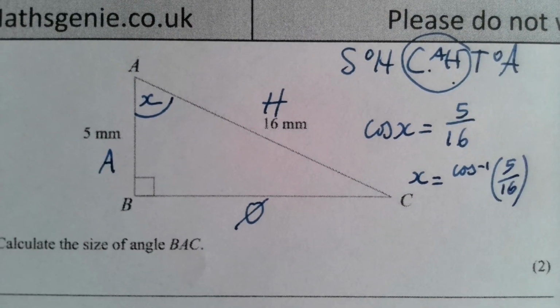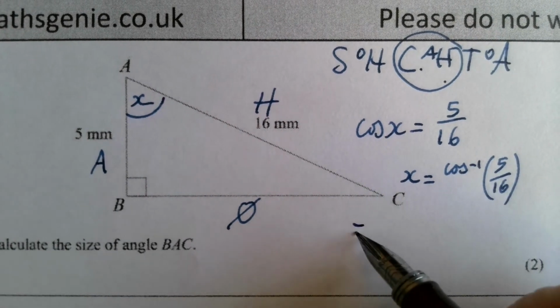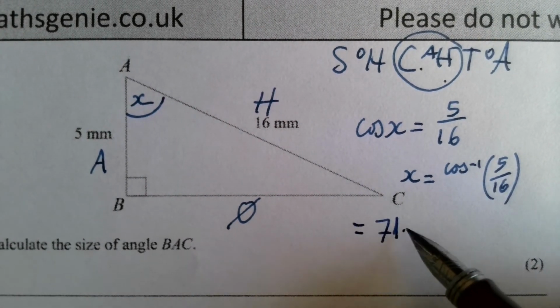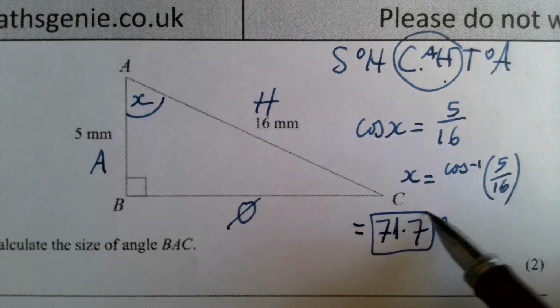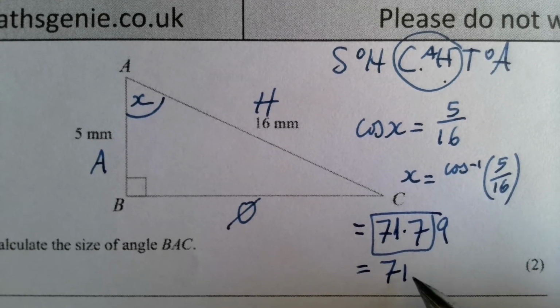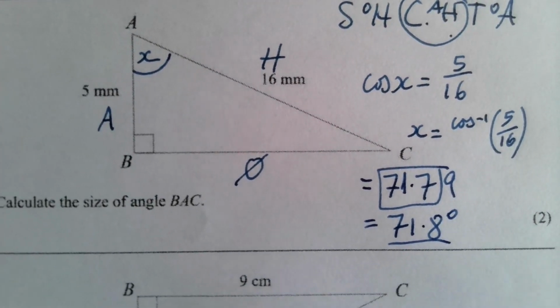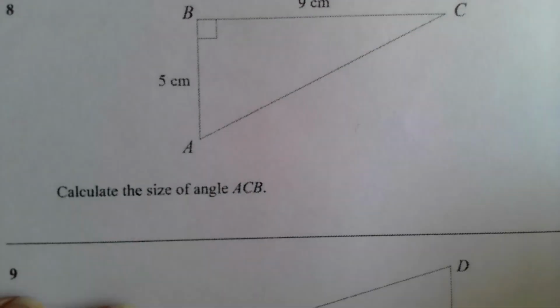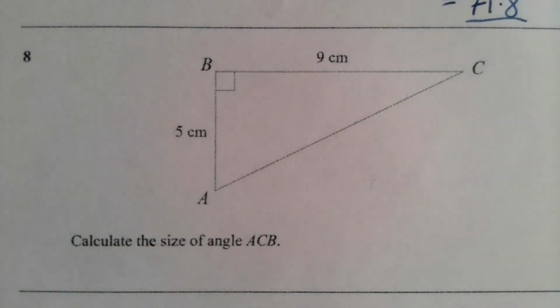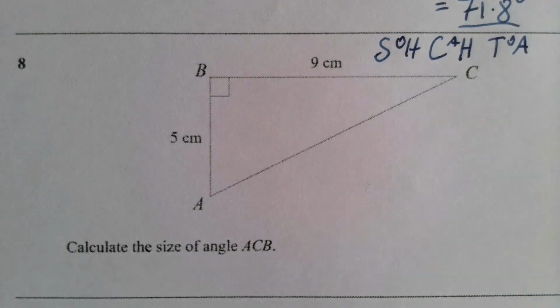So pop that into the calculator and you get 71.79, which rounds to 71.8 degrees. Always double check whether or not it's an angle or a length that you're trying to find at the end. Right, moving on to question 8, pause the video, give it a go.